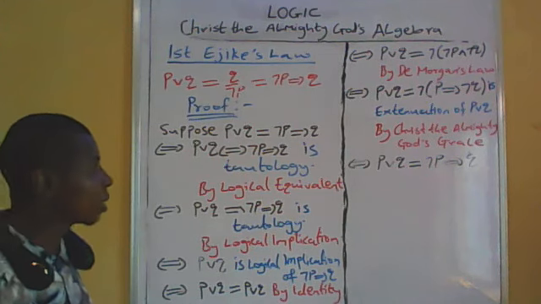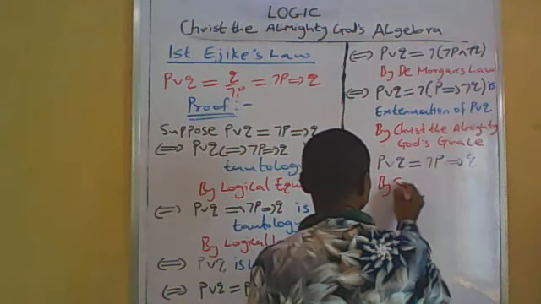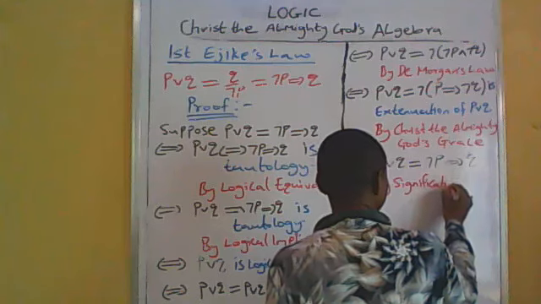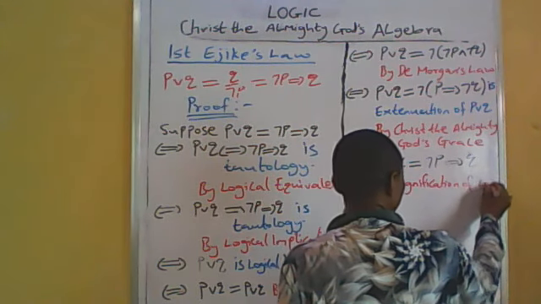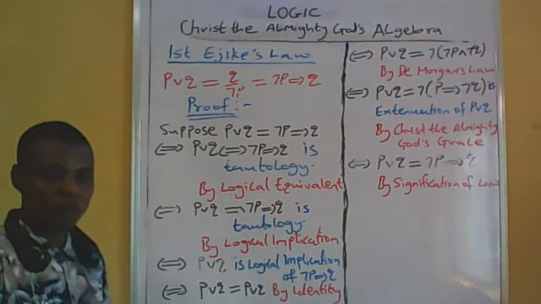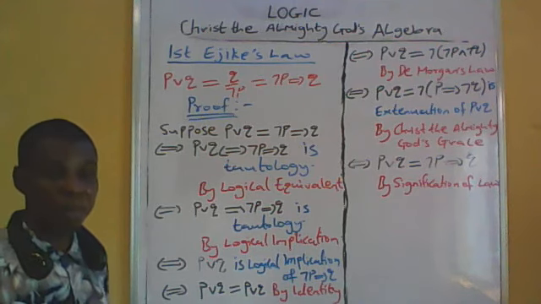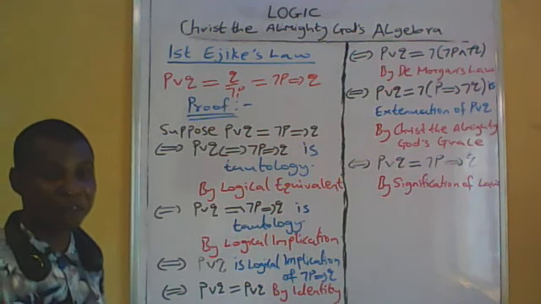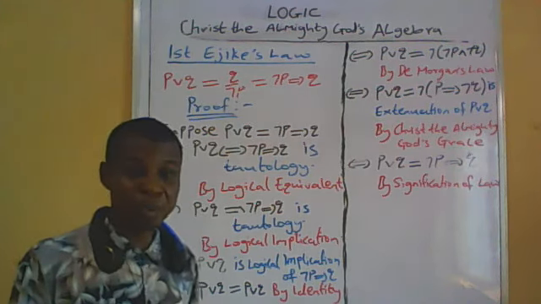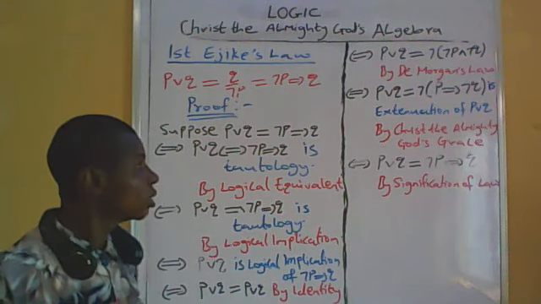So being justified by signification of law. The difference between signification of law and the most law is that the most law will affect the collective, but in signification of law, it does not affect the collective.